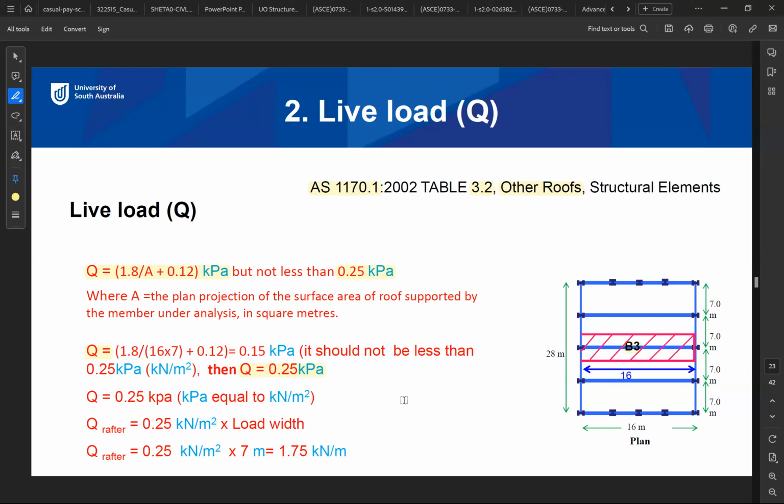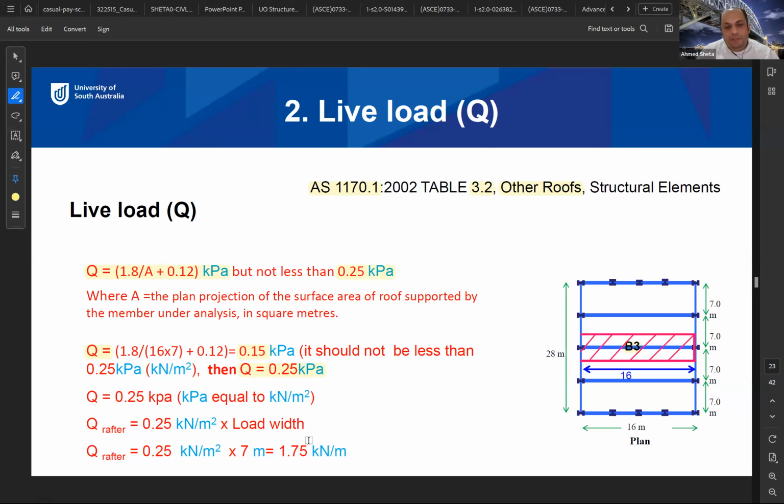So we use 0.25. Yeah, so this is also something you need to consider, because most of the time this value will be less than 0.25. So you have to take it as Q equal to 0.25. Okay. So now we get the Q on the roof in kPa.